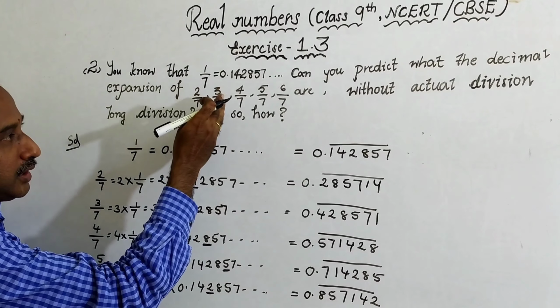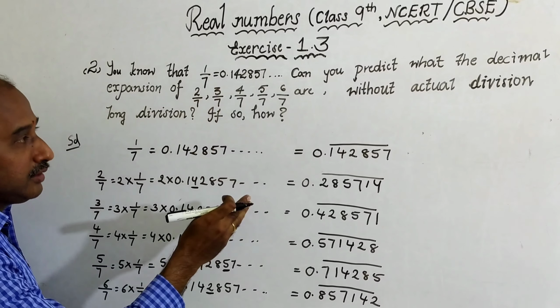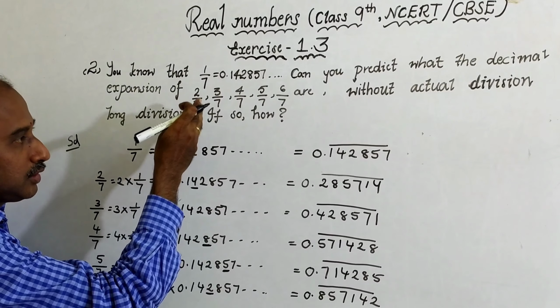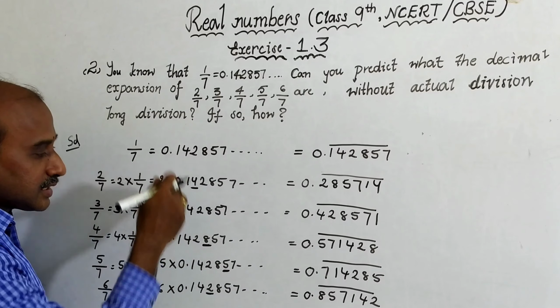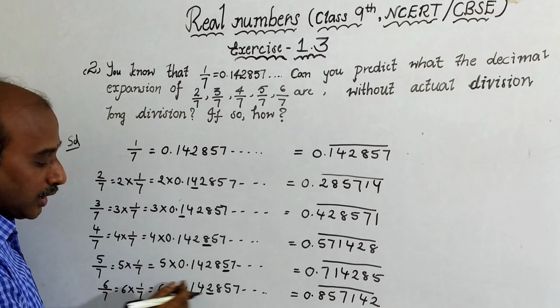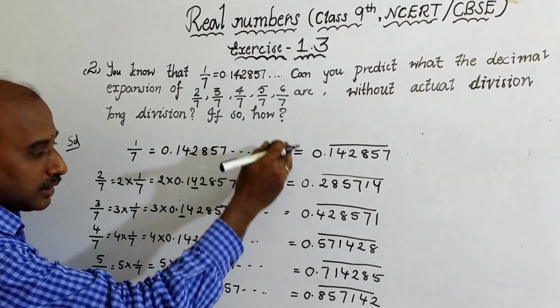Here you can observe the values without multiplication. Actually, what they mean is that 1 by 7 is given, and you have to multiply with 2, 3, 4, 5 like this. But even by easy calculation you can observe where you will get the values.